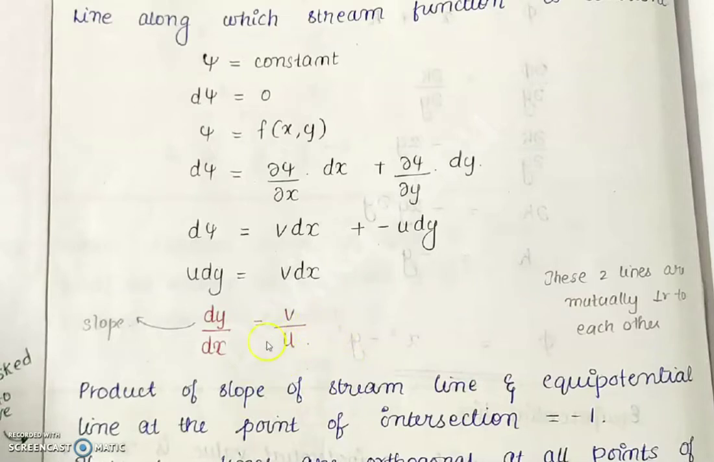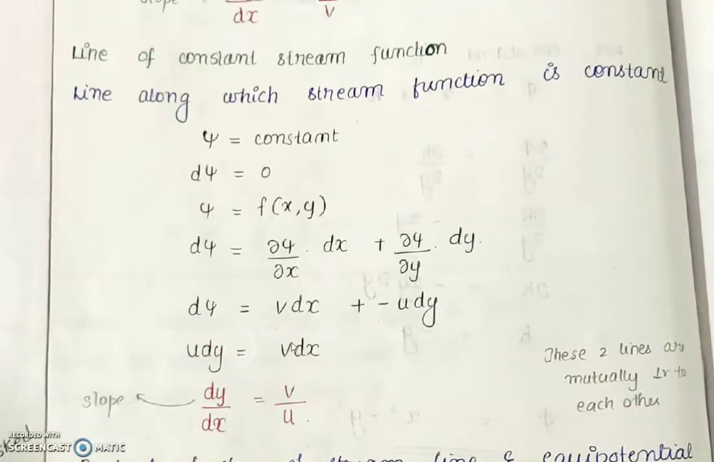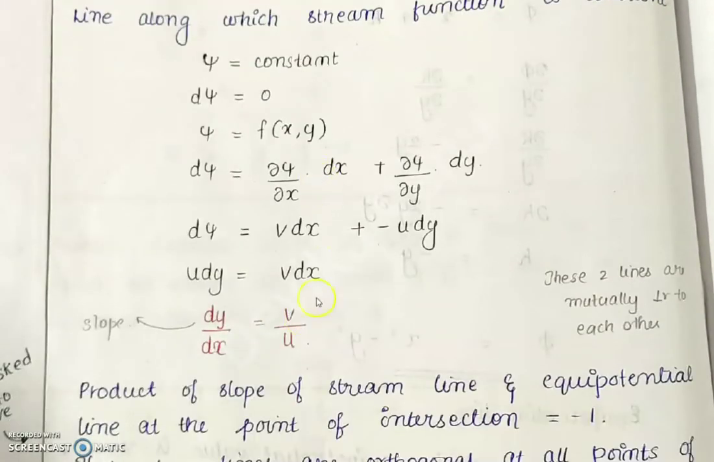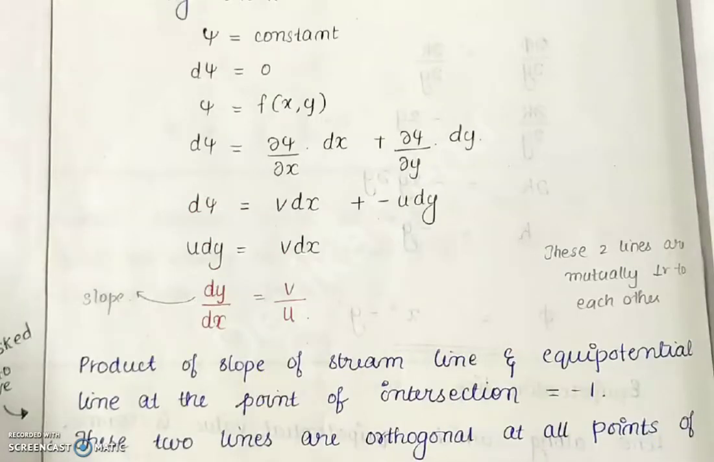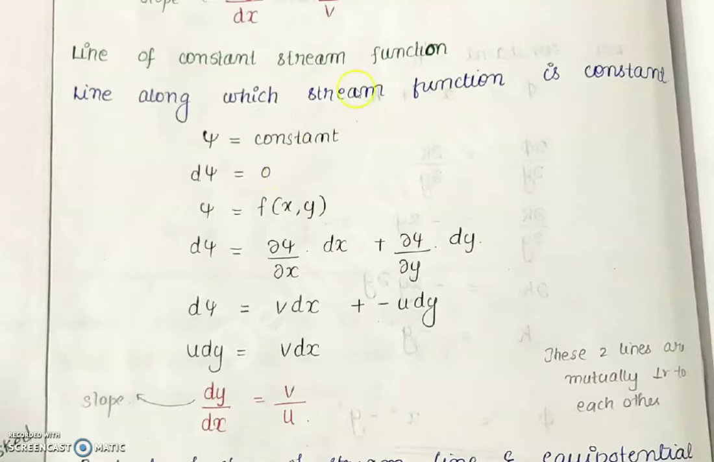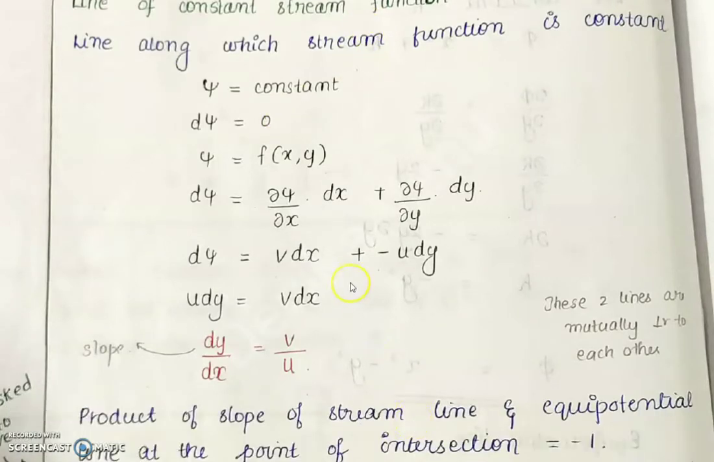You take the slope, and you can understand from this that they are mutually perpendicular to each other. You see, the product of the slope of the streamline and the equipotential line at the point of intersection is equal to minus 1. So these two lines are orthogonal at all points of intersection. Okay, so this is all about the line of constant stream function and the equipotential line.